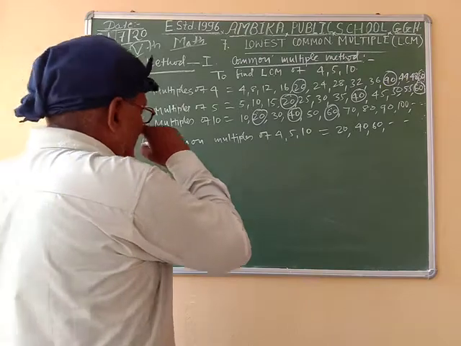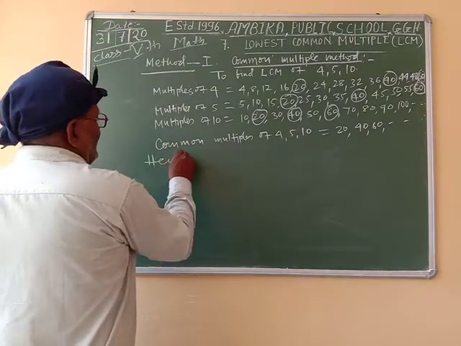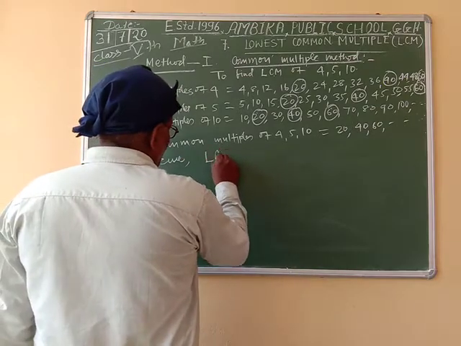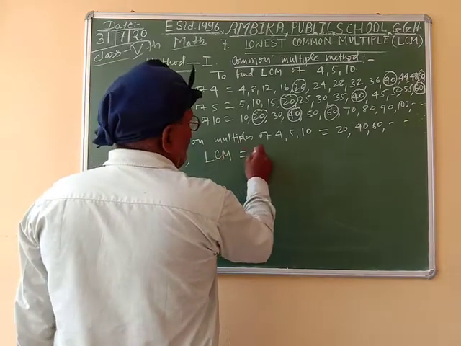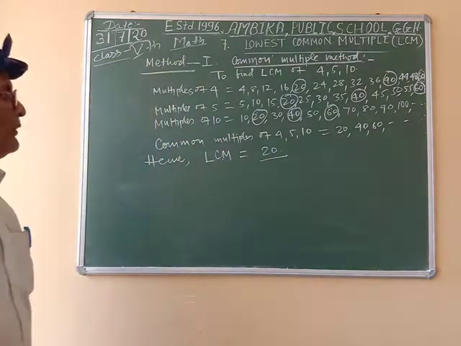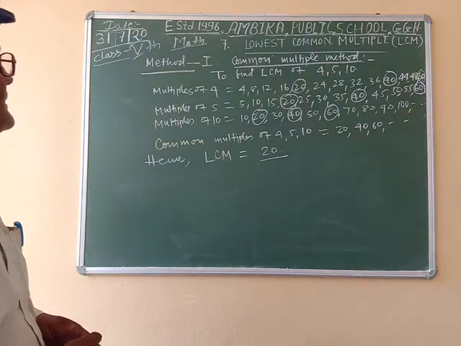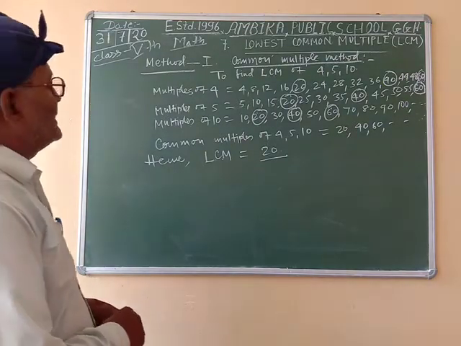Now the lowest common multiple, hence LCM is equal to 20, because 20 is the lowest common multiple of 4, 5, 10. So by the common multiple method we can solve for the LCM of the given numbers.